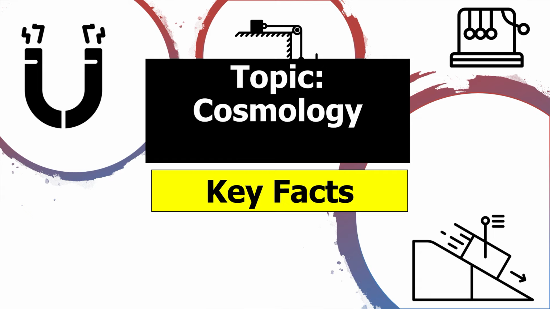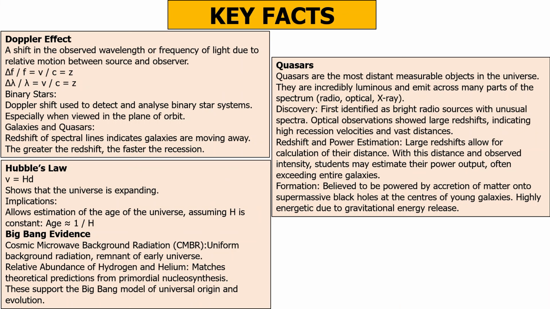Now, what are the key facts regarding the cosmology topic in astrophysics? Well, the first thing to look at is the Doppler effect. So, a shift in the observed wavelength or frequency of light due to the relative motion between the source and the observer. So, it is change in f over f equals v over c, which equals this redshift factor z, or change in lambda over lambda is equal to v over c, which is equal to z.